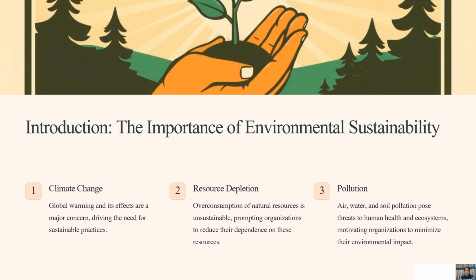The first is climate change. Global warming and its effects are a major concern, driving the need for sustainable practices. Resource depletion: overconsumption of natural resources is unsustainable, prompting organizations to reduce dependence on resources. Pollution: air, water, and soil pollution pose threats to the human environment, motivating organizations and their environment.